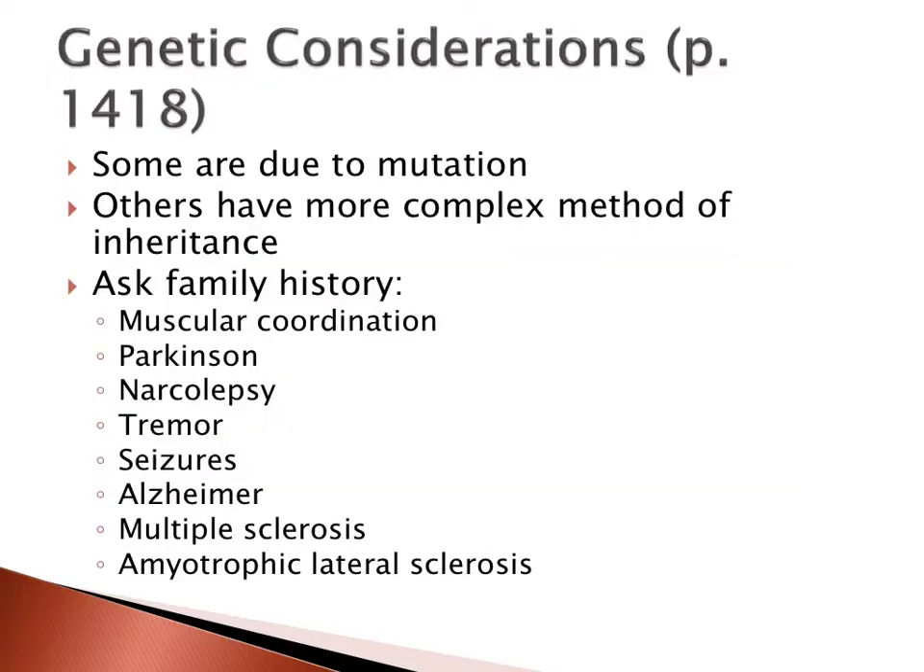So with this slide, we're talking about genetic considerations. That's on page 1418. Those are always important components in each system to look over, just review what is considered a neurogenetic consideration. The other thing that's always important is the age-related changes in the older adult. That's on page 1419, so please make sure that you review those boxes.